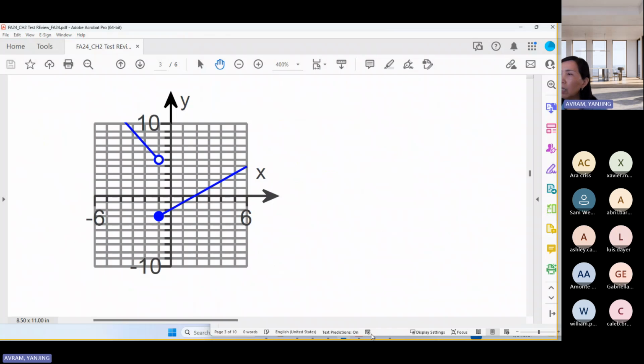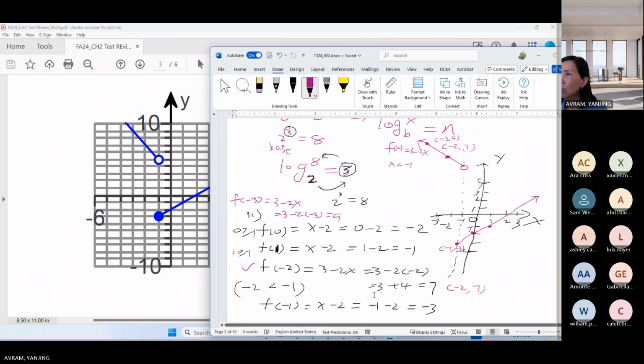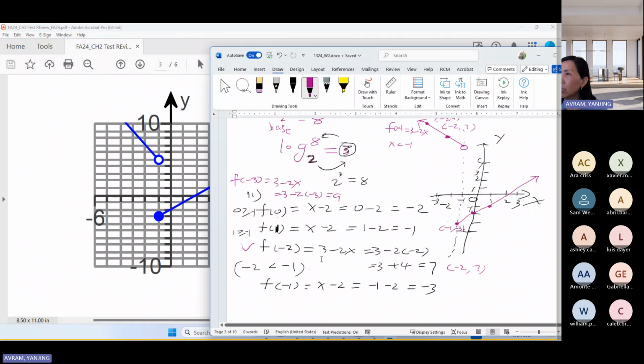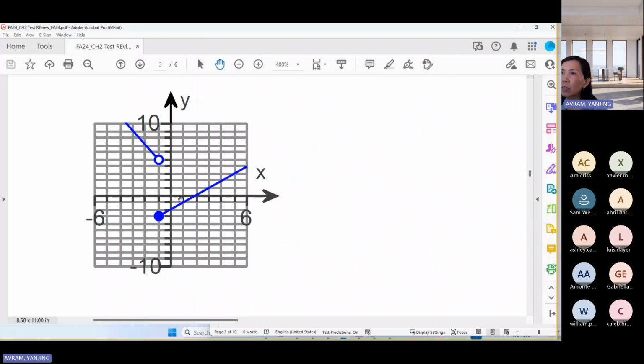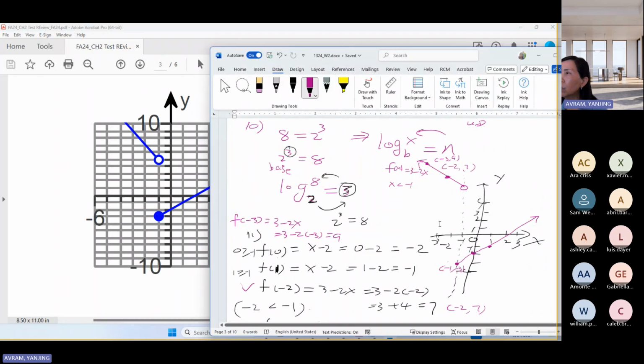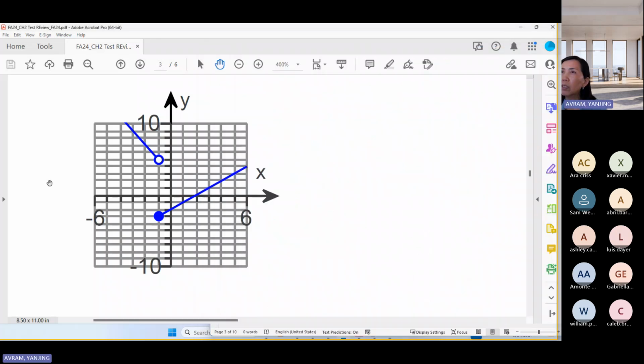And then this one, when y is 0, x is equal to 2. So when y is 0, 1, 2, yes, that's the right one. At least we can see this one is right. And then look at this one right here, when x equal to -1. If you put x equal to -1 here, this should be, let's see, what's the equation?